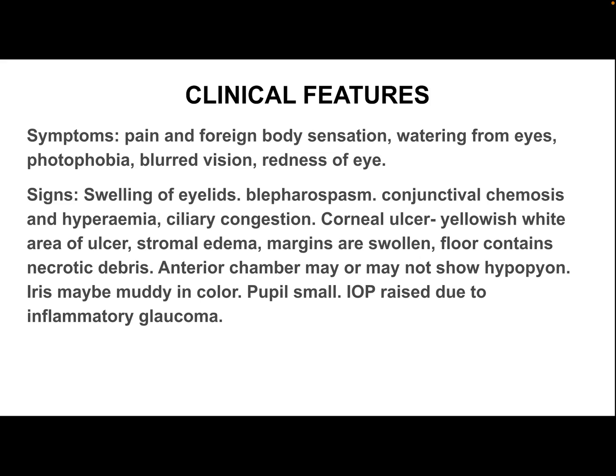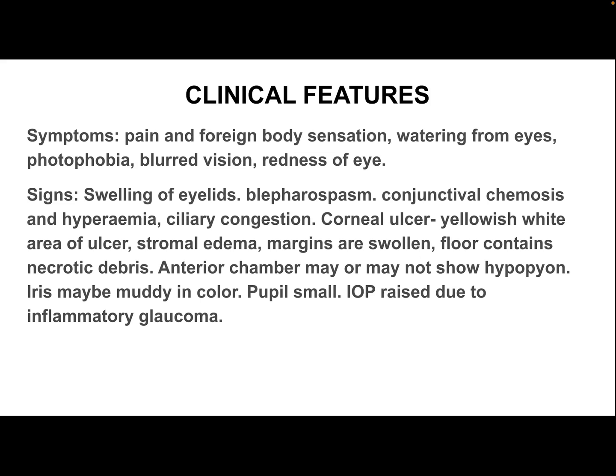So corneal ulcer, most of the time it is yellowish white area of ulcer. There will be stromal edema, the margins will be swollen, and the floor will contain necrotic debris. As you can see, if it is a pseudomonas infection, you will see greenish exudates. So you can look at the corneal ulcer and sometimes differentiate what would be the causative organism.